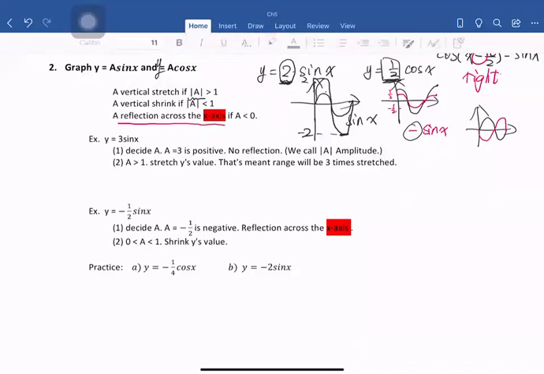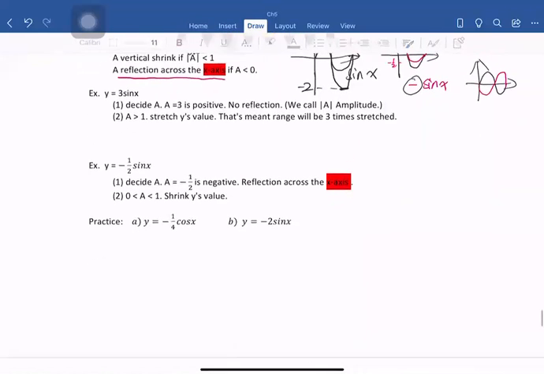Let's see the example. y equals 3 sine x. The a is 3, is positive, so no reflection. And a is greater than 1, so stretch y's value, vertical stretch. That means the range will be stretched 3 times.